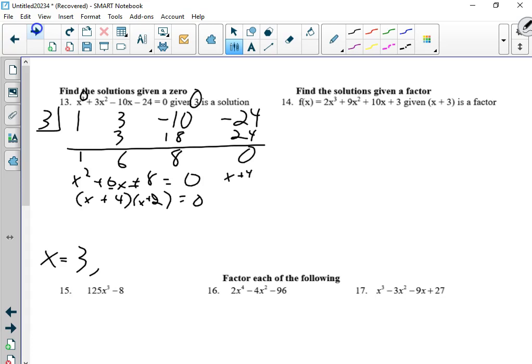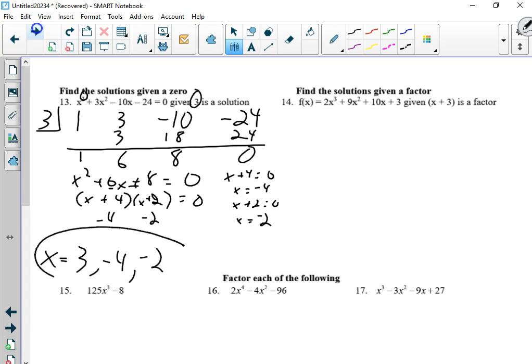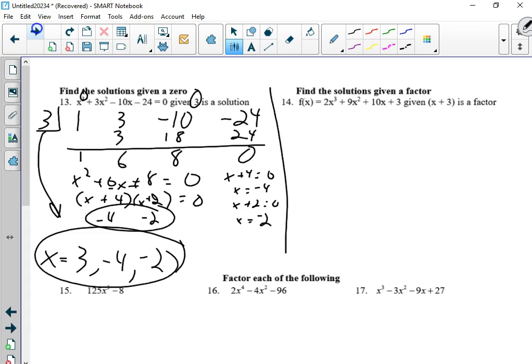I'm running out of room, so I'll do it over here. X plus 4 equals 0. X equals negative 4. X plus 2 equals 0. X equals negative 2. Okay? So this is negative 4. That's negative 2. Those are my other two solutions right there. Remember, a very common mistake is you get excited, get these, write those and say those are my answers, and only have 2 answers when I forget to bring this one down. I should have 3 answers, and there they are.